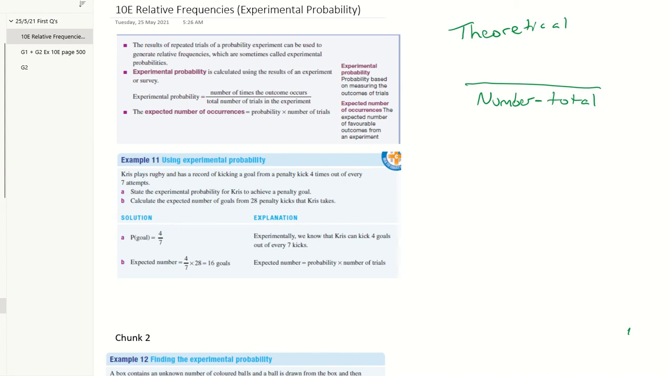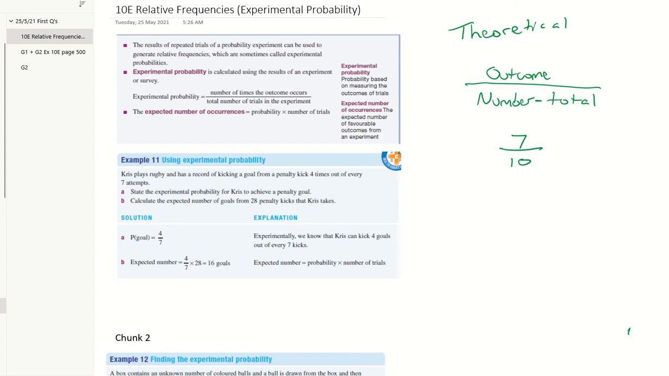So again, if we're tossing a coin 10 times, we're going to have 10 on the bottom. If we get 7 heads and we want to see what the probability is of getting heads, we will have 7 on 10. Okay, so experimental probability is the number of times the outcome occurs. So we'll go outcome on top, and then it's over the entire total. So if I'm looking at these examples, then we'll go through them.